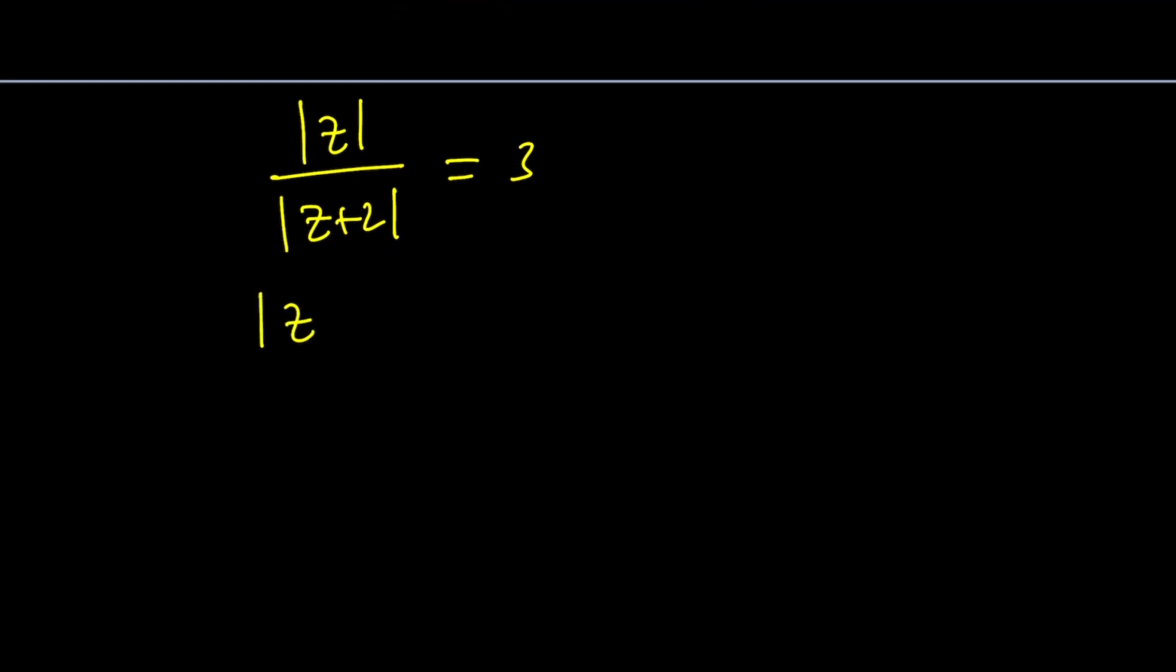That's going to give us the absolute value of z equals 3 times the absolute value of z plus 2. Awesome. Now, what does this mean though? We still need to go through the absolute value, but it's a lot easier. Take a look. We replace z with a plus bi with the first method.